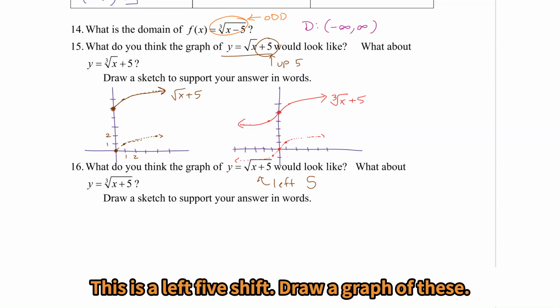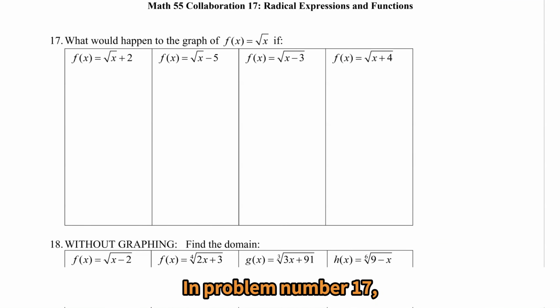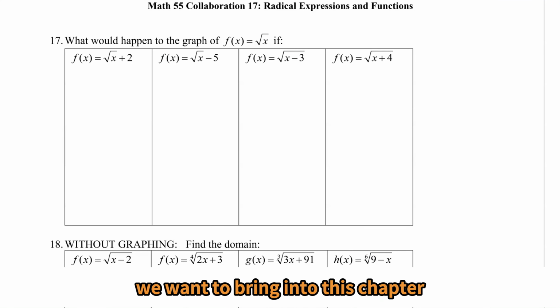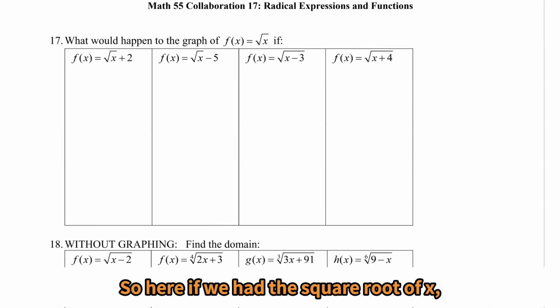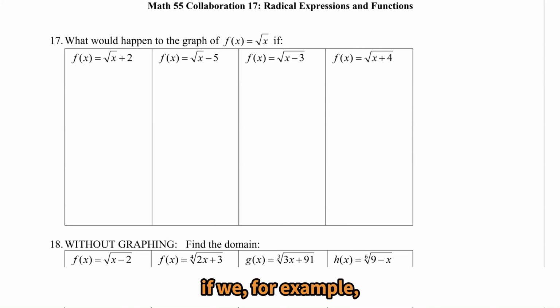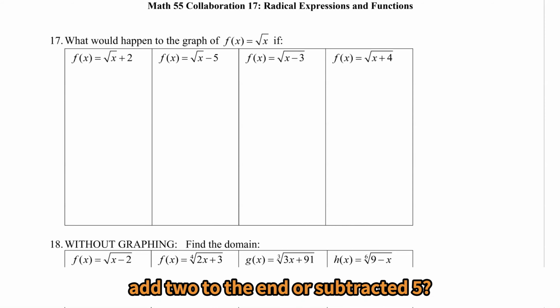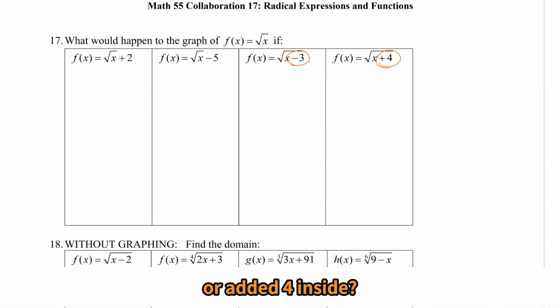Draw a graph for these. If you need to, check out that OneNote. In problem number 17, we want to bring into this chapter our discussion on functions and function transformations. So here, if we had the square root of x, what would happen to that function if we, for example, add 2 to the end or subtracted 5? Or what would happen if we subtracted 3 inside or added 4 inside?